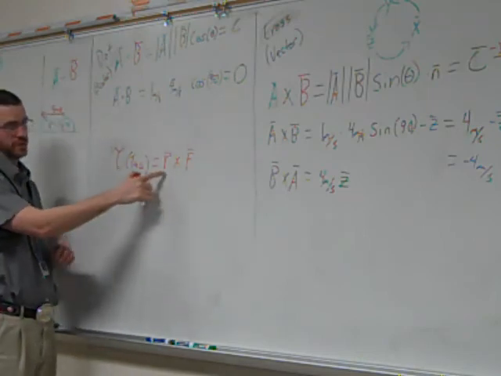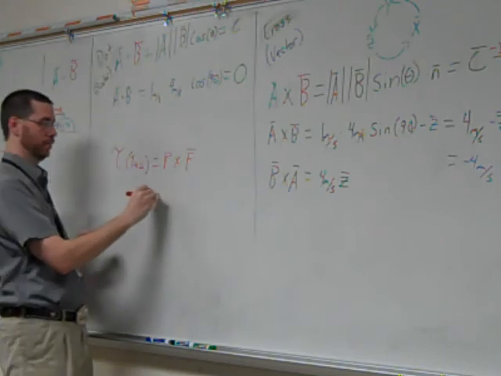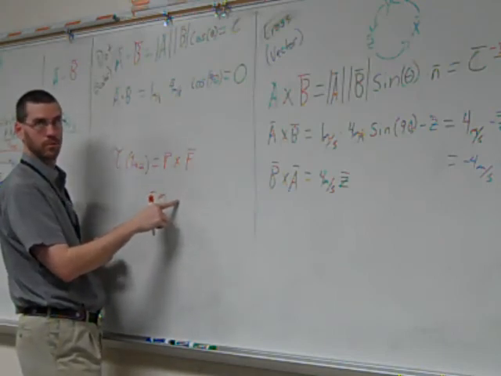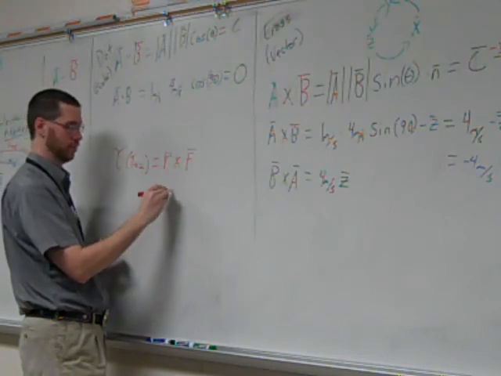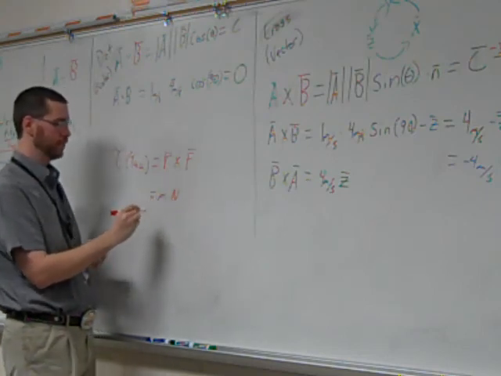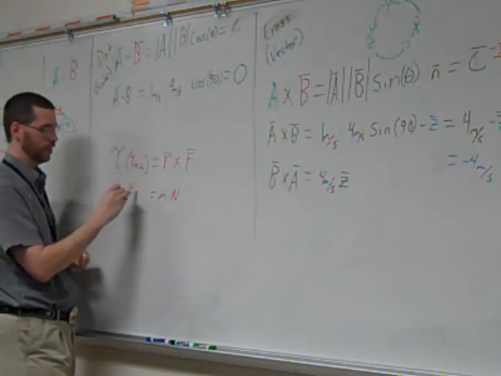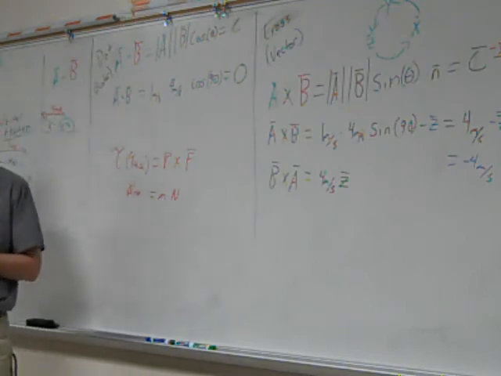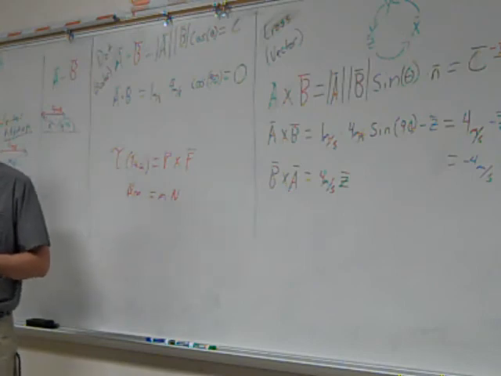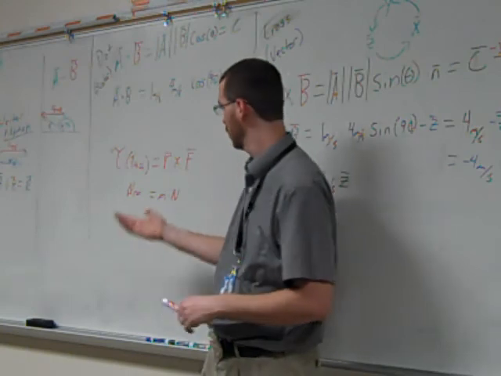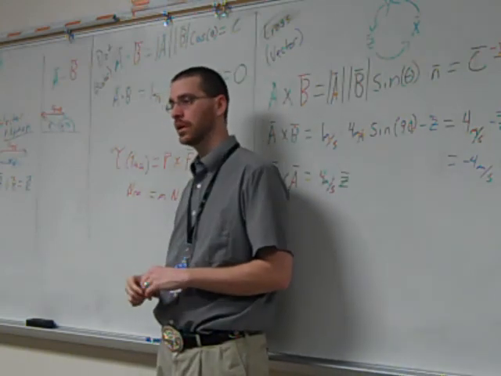What's the unit for a distance? Meters. What's the unit for a force? Newtons. So newtons times meters gives us the torque unit of newton meters. This is the unit in SI units.